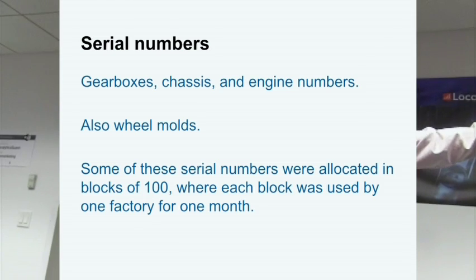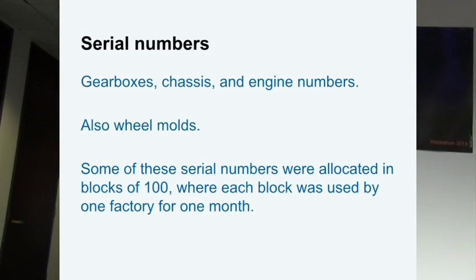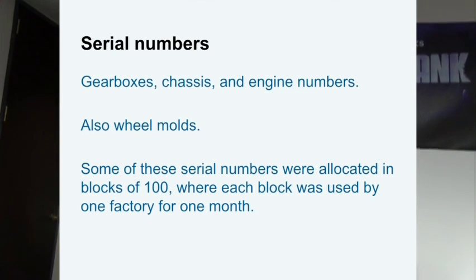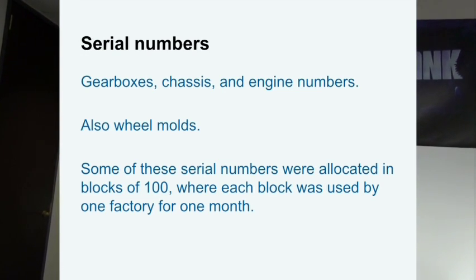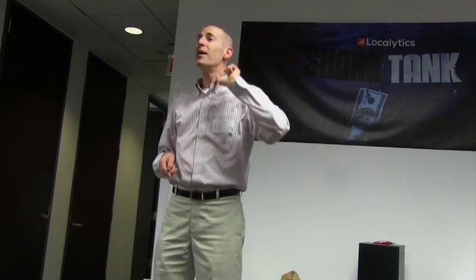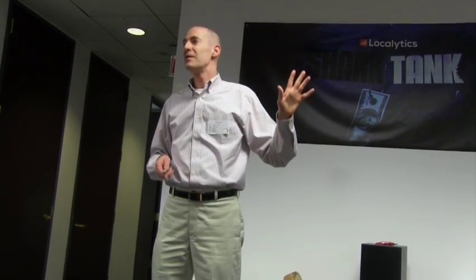And it turned out what they discovered, I don't know how they learned this, but they knew that the serial numbers were being allocated to given factories. So a factory would have a block of serial numbers that they would use for a month. And if they filled up the block and used it up, then they would go get another block. But if they didn't completely use the block, then those numbers would go unused. So it was kind of like IPv4. There was a lot of unused space.